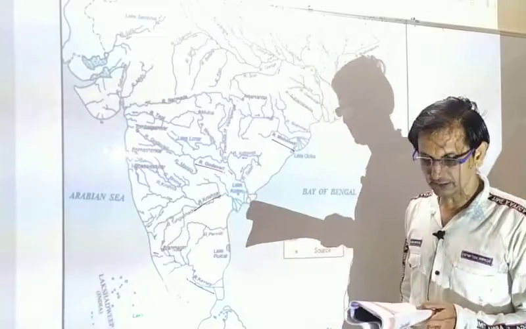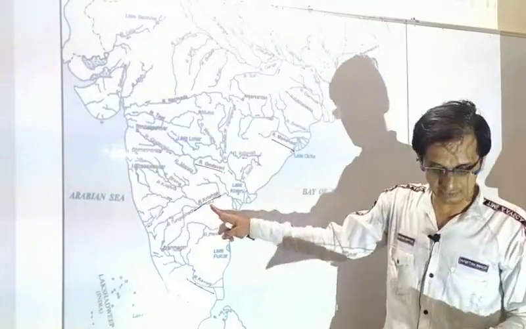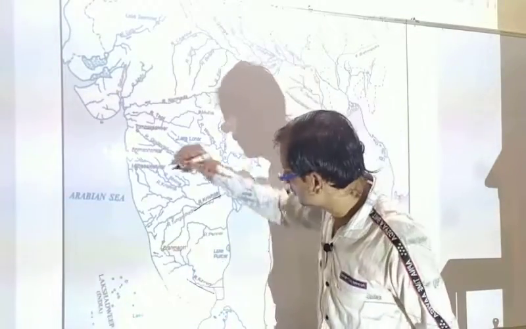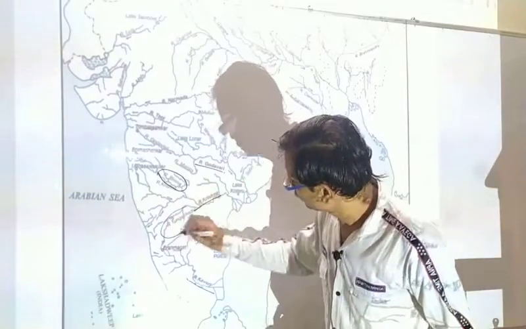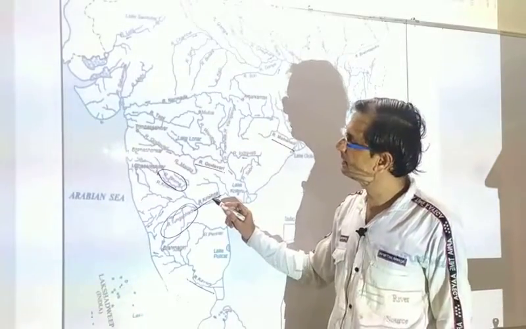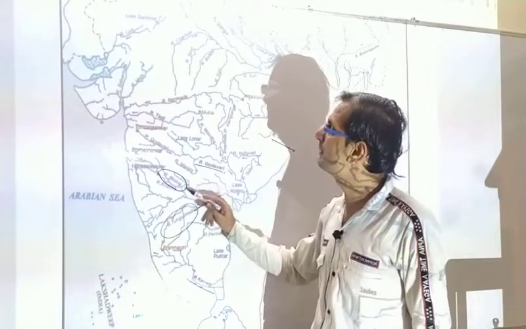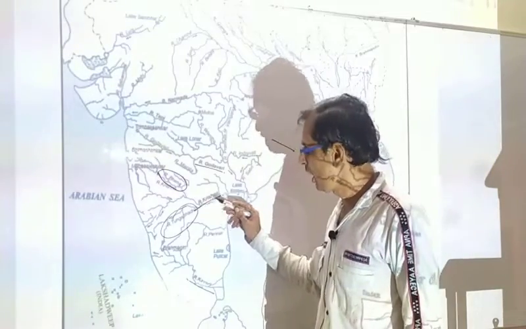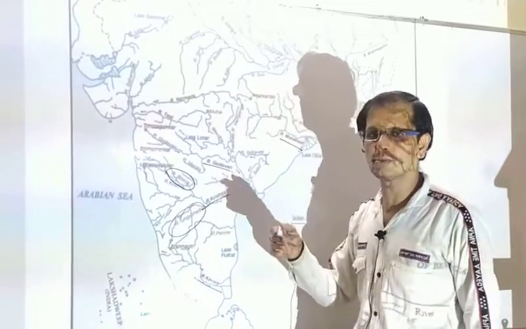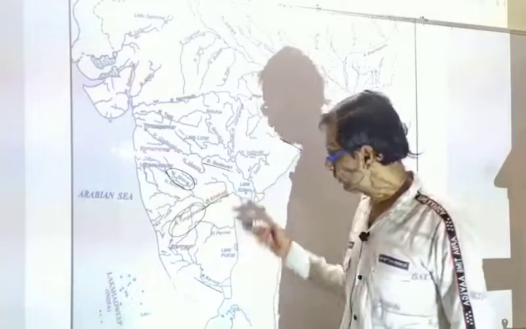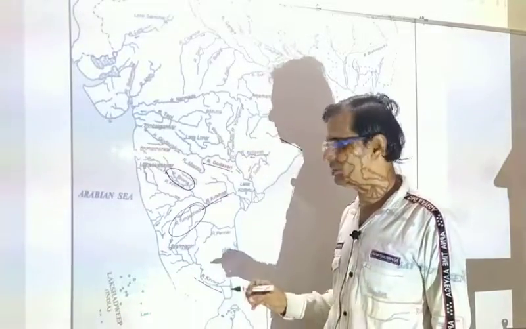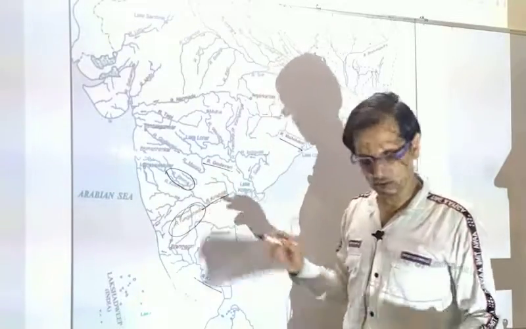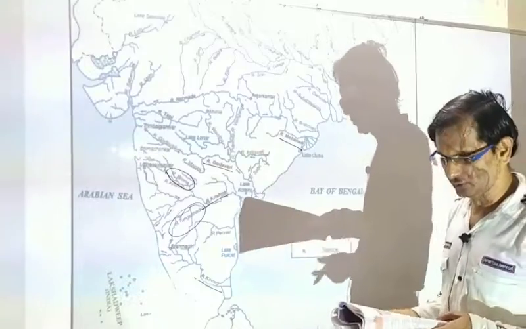To the south of Godavari is located the basin of River Krishna. Its major tributaries are Bhima and Tungabhadra. You can see River Krishna and its tributaries, the Bhima and Tungabhadra, which provide water to River Krishna. Tributaries are nothing but those contributing water to the main river. So the main river is River Krishna, but which are the tributaries contributing to its water? Bhima and Tungabhadra.